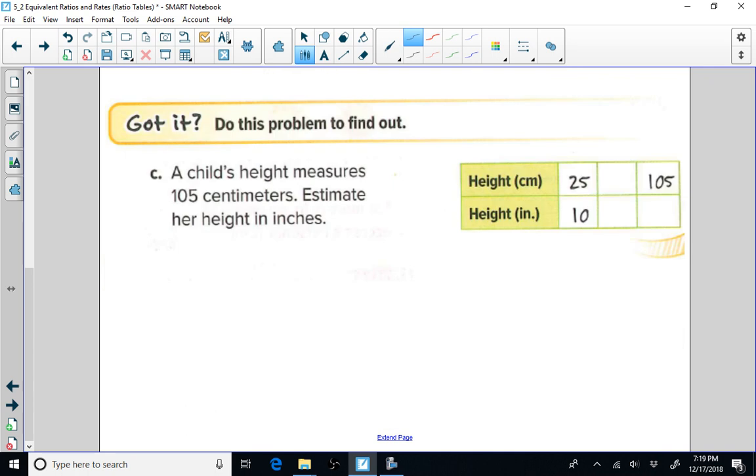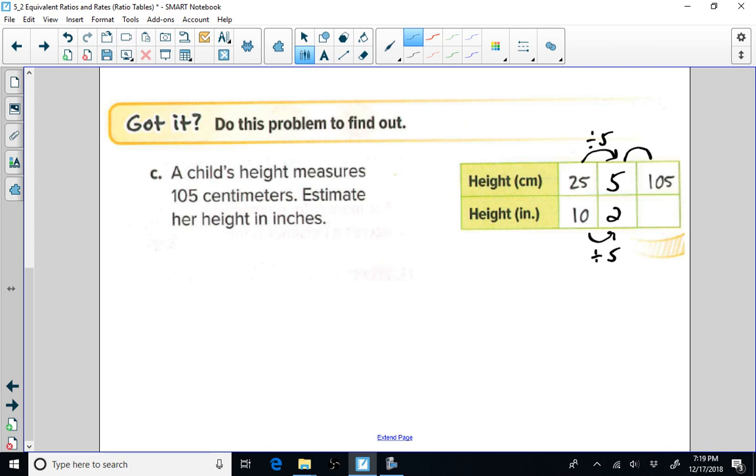Let's look at our next table. A child's height measures 105 centimeters. Estimate her height in inches. Well, once again, I can't go from 25 to 105, but I see that both 25 and 10 are divisible by 5, so I'm going to scale back by 5. So I'm going to divide by 5 here. I'm going to divide by 5 here. 25 divided by 5 is 5. 10 divided by 5 is 2.